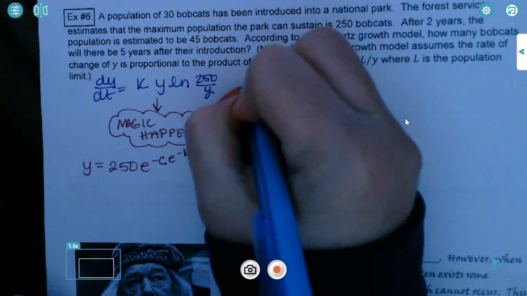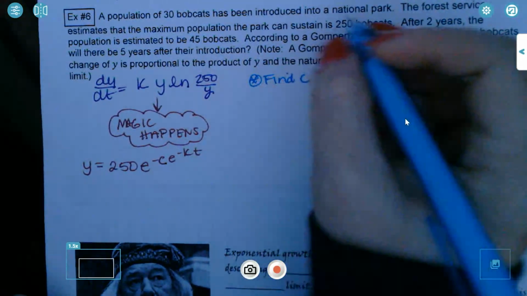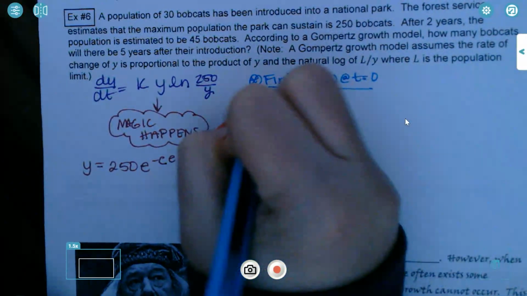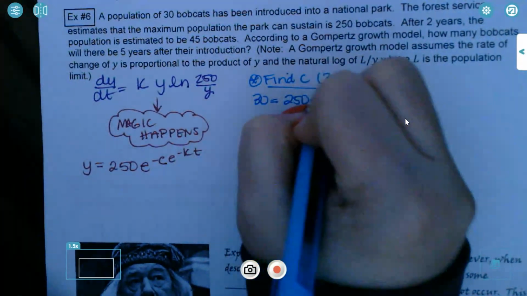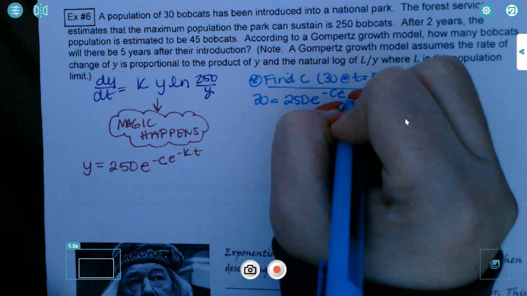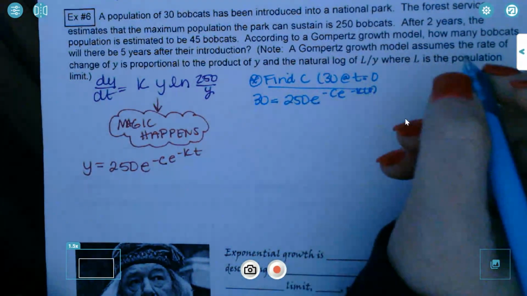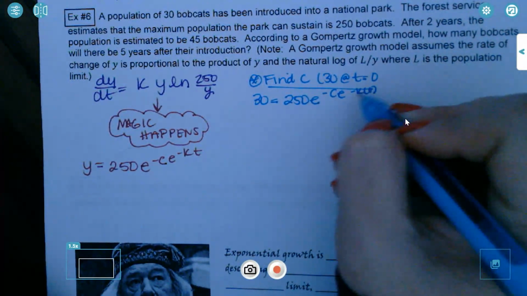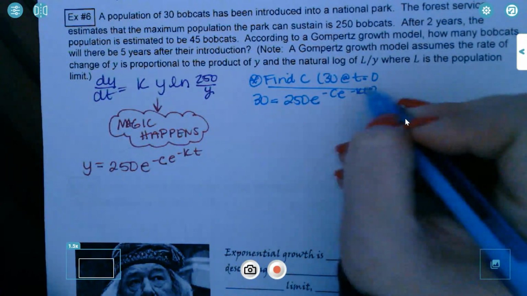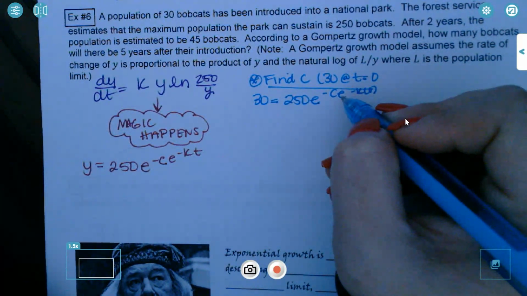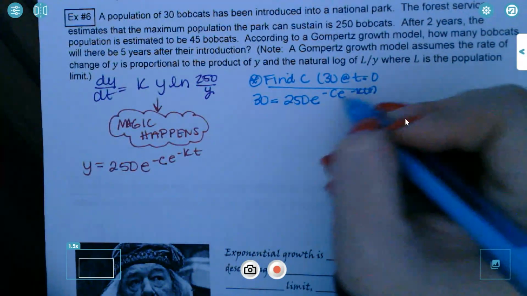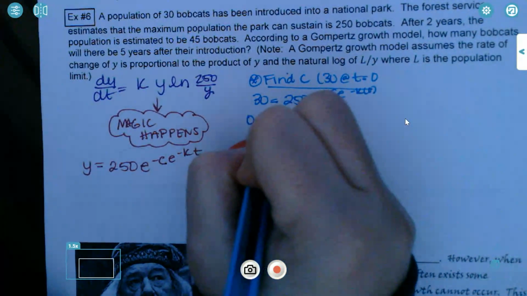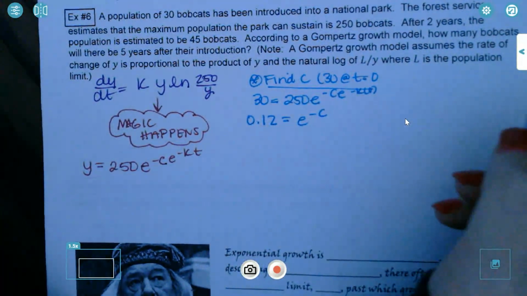So now we're going to find c. All right, so we know that it is 30 at t equals 0. So we're going to start with that. So 30 is going to equal 250 e to the negative c e to the negative k times 0. Goodness, that's a lot to write. All right, so ultimately this 0 is going to turn into basically a 1 there. So if you divide by 250, we're going to get 0.12, and that's going to be e to the negative c.